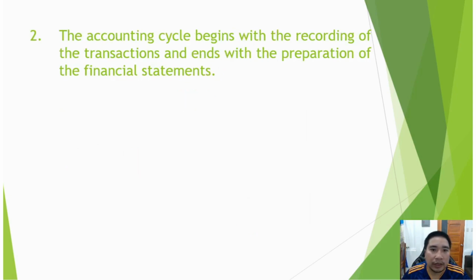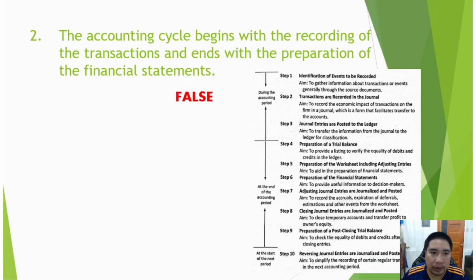Number two, the accounting cycle begins with the recording of the transactions and ends with the preparation of the financial statements. This statement is also false. The reason why this is false is because the accounting cycle actually begins with the identification of events to be recorded. And the aim of this step is to gather information about transactions or events generally through the source documents. Or in other words, it is in this step where we identify if a business transaction is actually an accountable transaction.